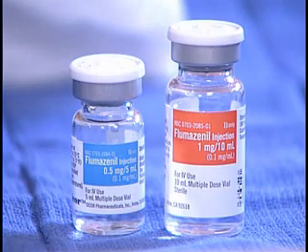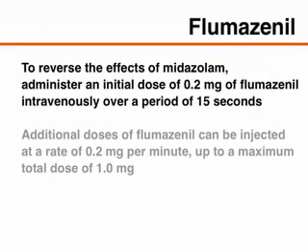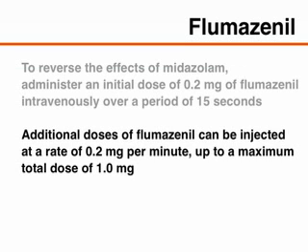Flumazenil is a benzodiazepine antagonist used to treat benzodiazepine overdose. To reverse the sedative effects of midazolam administered for conscious sedation, an initial dose of 0.2 milligrams of flumazenil is administered intravenously over 15 seconds. If the desired level of consciousness is not obtained after 1 minute, a second dose of 0.2 milligrams can be injected, and that dose repeated at 1-minute intervals to a maximum total dose of 1 milligram.